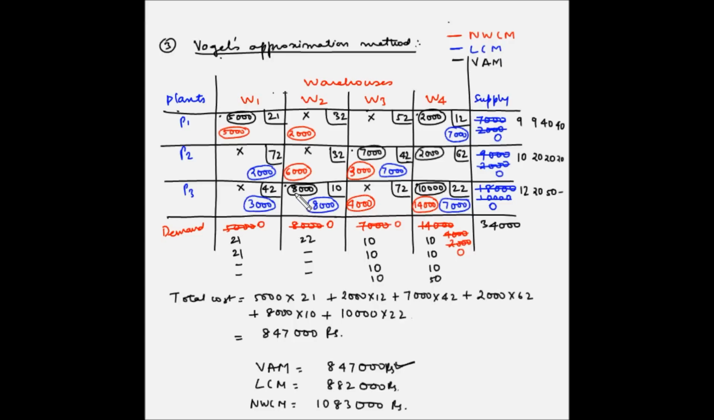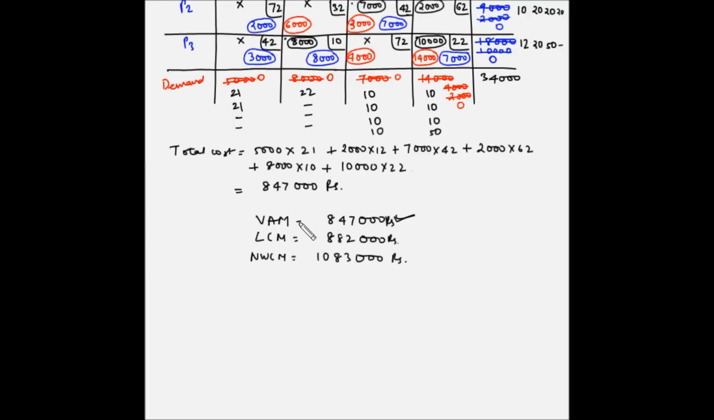Now the next square has the same allocation between the Vogel's approximation method and the least cost method. And in the end, the least cost method allocated 7,000 units to P3W4, which has a cost of 22, while allocating the remaining 3,000 to P3W1, which has a cost of 42, whereas the Vogel's approximation method allocated the entire 10,000 to this square P3W4, which has a cost of 22. Because of these differences in the way allocations are made using the least cost method and the Vogel's approximation method, you can see that the cost for the Vogel's approximation method is lower than that of the least cost method.